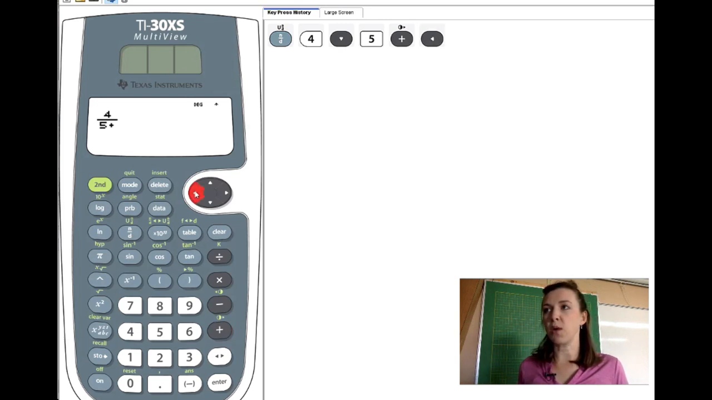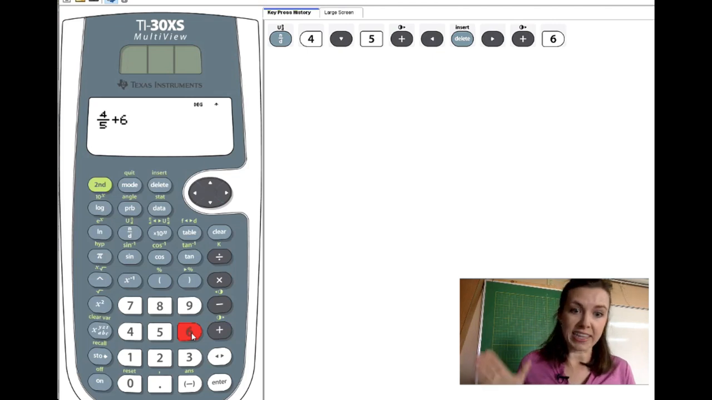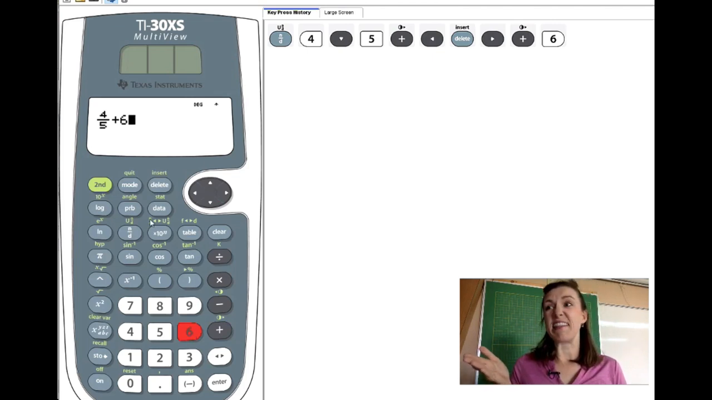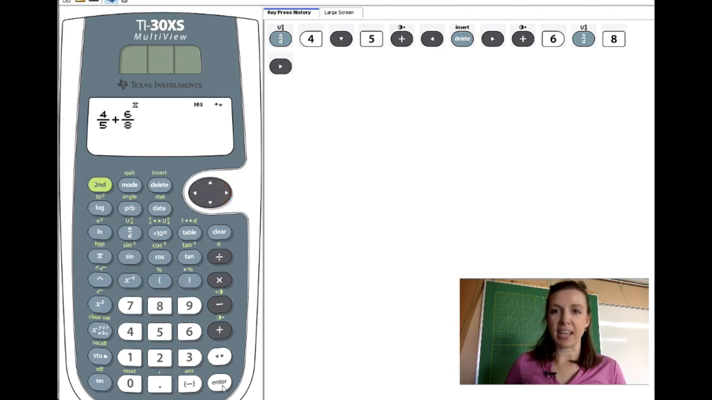So I'm going to go back one and see how it's flashing right there on the plus. Then I can just hit delete. And so here we have delete right there. Okay, so got rid of that plus. So now I'm going to arrow over. Okay, so we have 4/5 and we're going to add 6. Uh-oh, I clicked the 6 before I hit the little numerator denominator button, but look, it just brought it up there for me. So 4/5 plus 6/8, and then arrow over, equals, and I get 31/20.